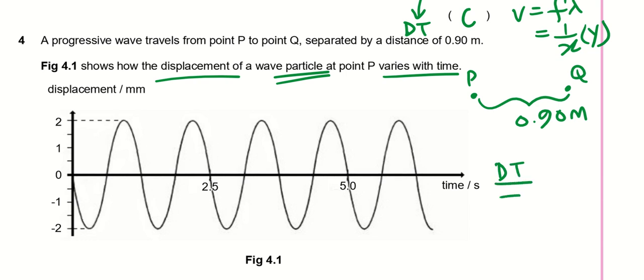As I said again, we can get the period, and once you get the period, we can get our frequency. We can also get the amplitude. The amplitude is 2 mm. So let's see.